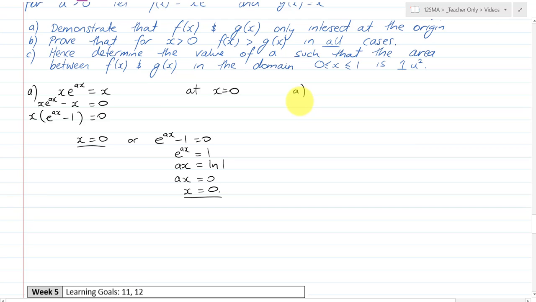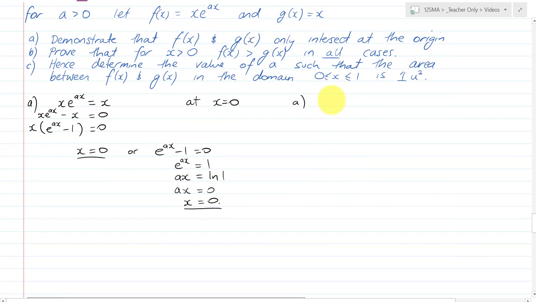B. Prove that for x greater than 0, f of x is greater than g of x in all cases. So there's a few ways we could consider this, but I'm looking to show that x e to the ax is always greater than x, and the x's don't change. So I just want to show that e to the ax is always greater than 1, where a is greater than 0, so a is a positive value. And of course it says here that x is greater than 0, so if a and x are positive values, then that means that we've got e to the power of m, where m is greater than 0, because they're both positive values.